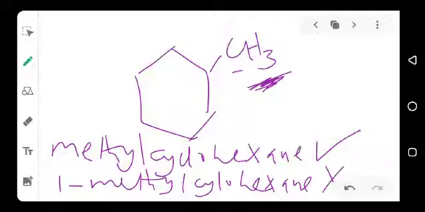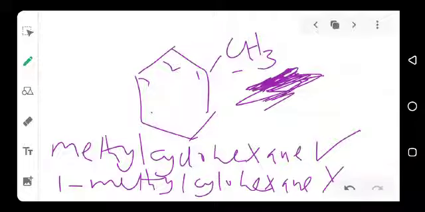So there's no need for us to start numbering the carbon, saying 1, 2, 3 to determine the position of this methyl group. There's no need for that. So we just put it as methyl cyclohexane. If you write 1 methyl cyclohexane, trying to give position for the methyl group, you may not get it correctly. Some people may not give you the right mark for this. So don't bother to number it if it has only one substituent. So the correct name is what? Methyl cyclohexane, not 1 methyl cyclohexane.